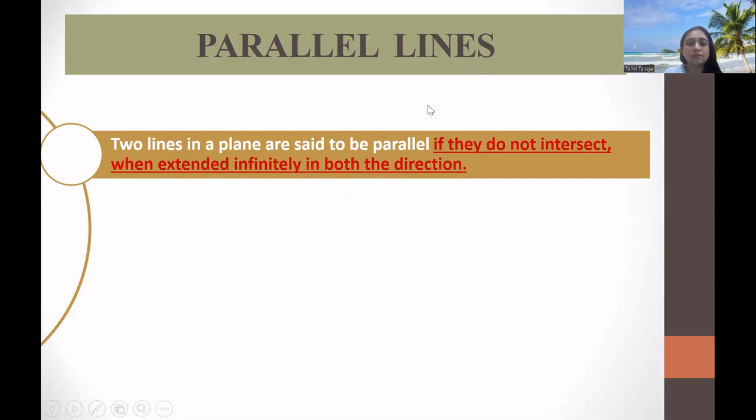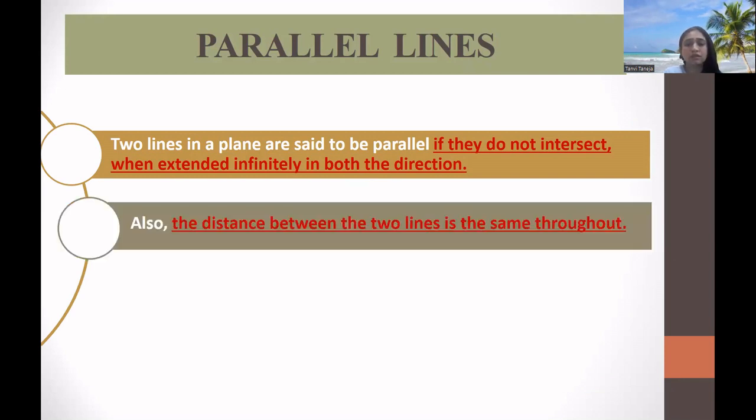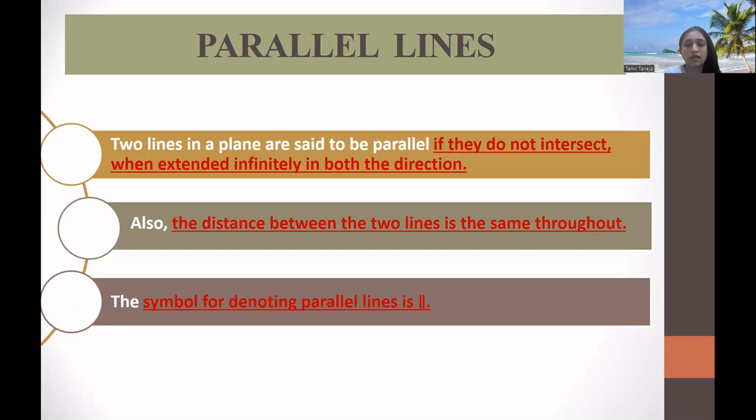Two lines in a plane are said to be parallel if they do not intersect when extended infinitely in both the directions. They never intersect. And the good part is the distance between the two lines is the same throughout. And what is the symbol for denoting parallel lines? It's just two lines which are parallel to each other. The symbol is absolutely the same.